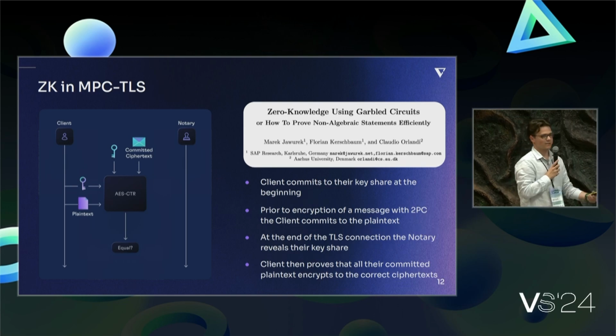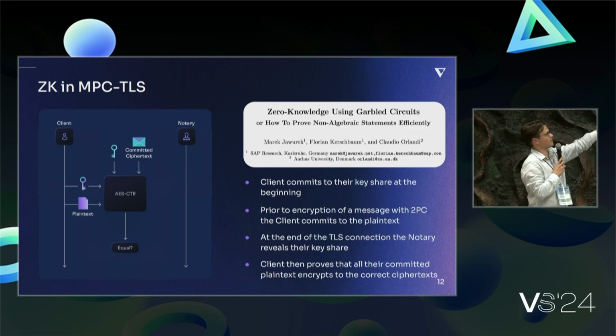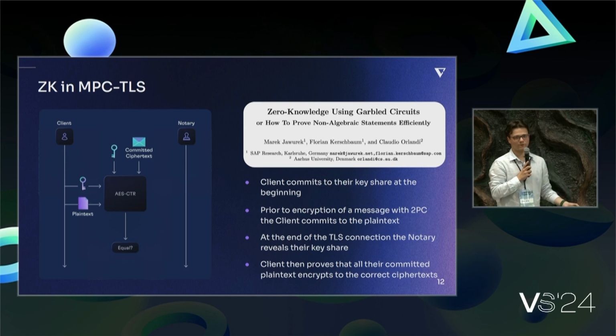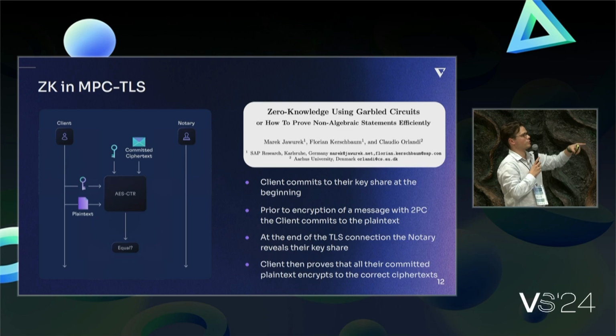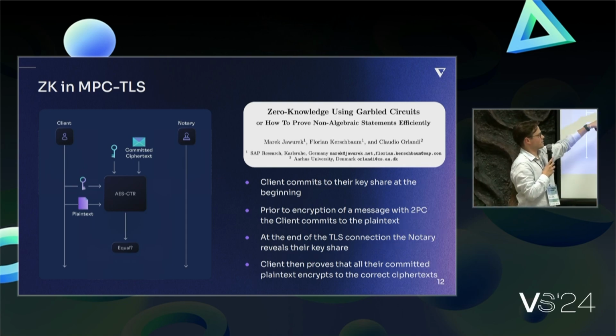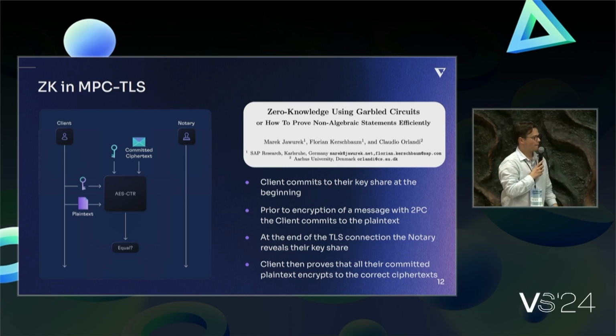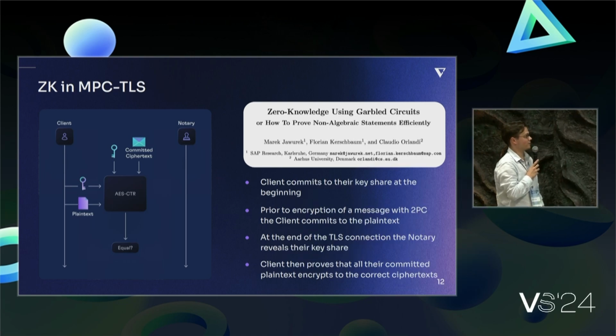So the TLS session is over. Notary no longer needs his key share, so he can reveal his key share to the client. He loses privacy, hence we have asymmetric privacy, but he does this to assure security. He does this to assure that the plain text was encrypted correctly. So they run the encryption scheme within garbled circuits. The client runs this to ensure that the notary behaved honestly.